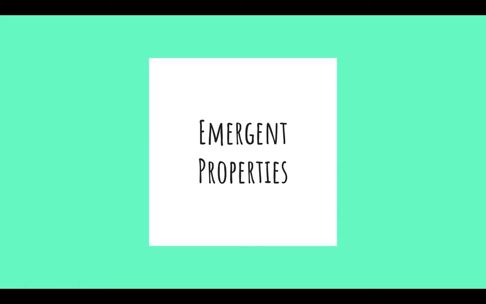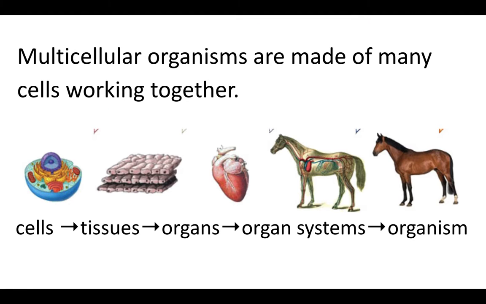The next section is emergent properties. So we know that multicellular organisms are made of many cells working together. You don't have to memorize this hierarchy, but it can help you conceptualize multicellularity. Cells are organized into tissues with other similar cells. Tissues of various types are organized into organs, such as this heart. Organs come together to make organ systems, like the circulatory system of this horse. And then the organism is the whole horse.